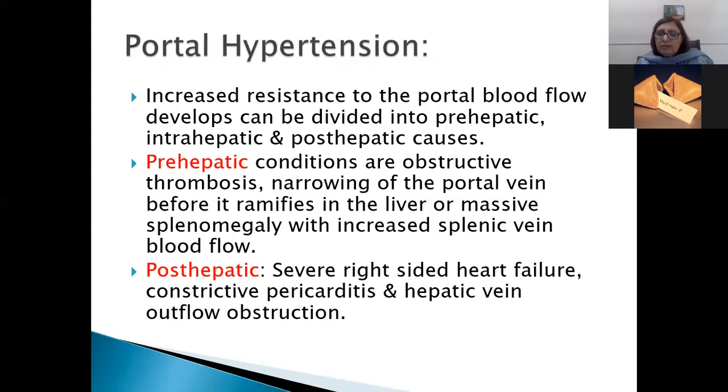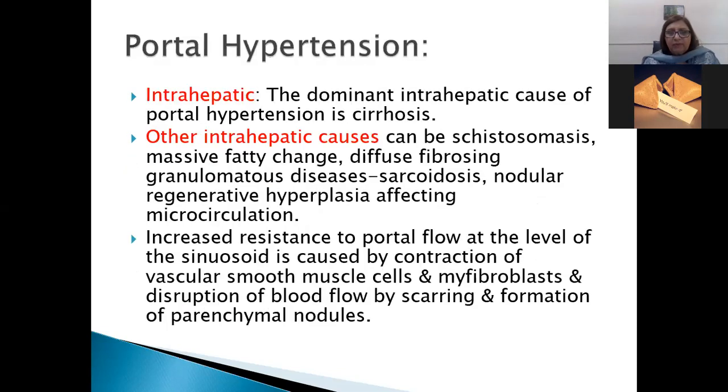Posthepatic causes are those in which, after the blood leaves the liver, the blood flow is not going to be returned to the right side of the heart because of several factors. Number one can be right-sided heart failure, constrictive pericarditis. Constrictive pericarditis, you have done: when there is pericardial inflammation, the pericardium becomes adherent to the heart, which will lead to decreased expansion of the heart. Hepatic vein outflow obstruction is another posthepatic cause of portal hypertension.